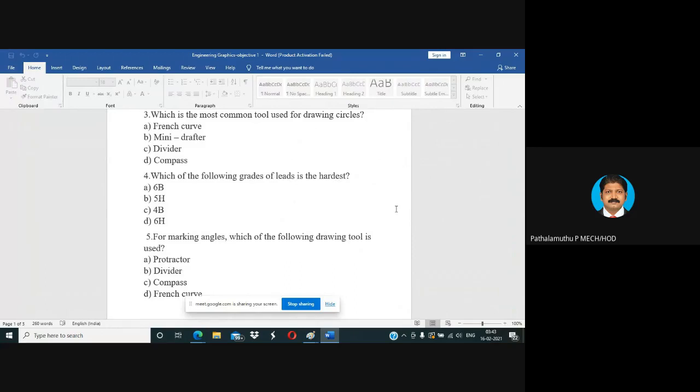Next, the fifth question: for marking angles, which of the following drawing tools is used? The options are protractor, divider, compass, French curve. Protractor is used to mark angles. Divider divides and measures lines. Compass is used to draw circles, arcs, etc. French curve is used to draw irregular curves. So the answer for the fifth question is A, protractor.